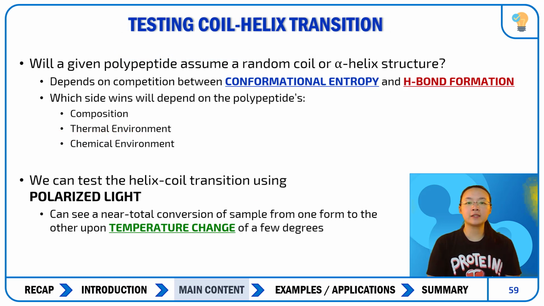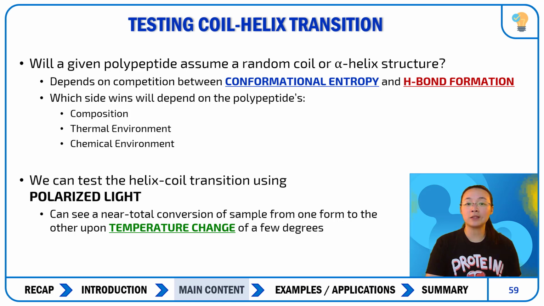So let's ask ourselves whether a given polypeptide will assume a random coil or alpha helical structure. And it really depends on the competition between conformational energy and hydrogen bond formation. This means we have to take a look at the polypeptide's composition, thermal environment, and chemical environment in order to figure this out. So we usually test this using polarized light to get optical rotation values, where we can see a total conversion of a sample from one form to another upon a temperature change of a few degrees.